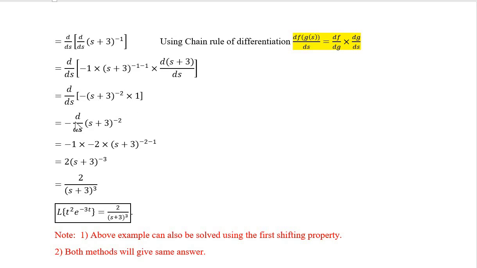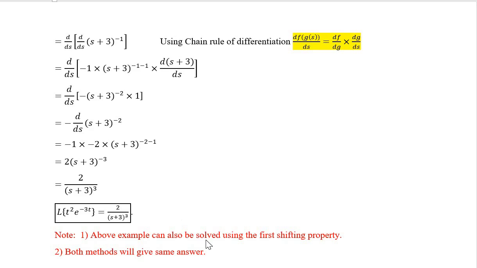Now taking minus sign common, minus d by ds of s plus 3 raised to minus 2. Now again function of function. So minus 1 into minus 2 into s plus 3 raised to minus 2 minus 1 into derivative of s plus 3 is 1. So ultimately it is 2 into s plus 3 raised to minus 3. So the answer is 2 upon s plus 3 cube. So Laplace transform of t square into e raised to minus 3t is 2 upon s plus 3 cube.